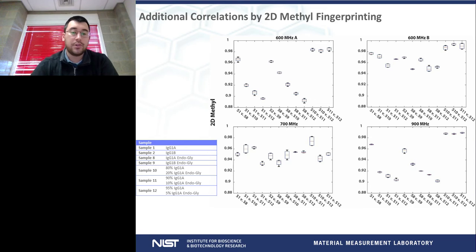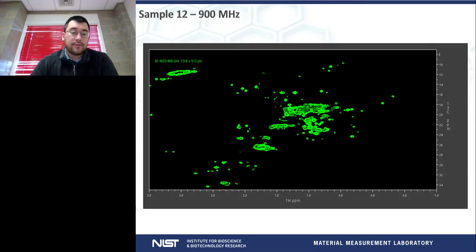If we go over to the 2D methyl fingerprinting data of the same sample correlations, we begin to see a very significant discrepancy across all of the spectrometers, with the exception of the 600 megahertz A and 900 megahertz spectrometer. The reason for that, well, I'll get into that in a minute. I want to show you the data first.